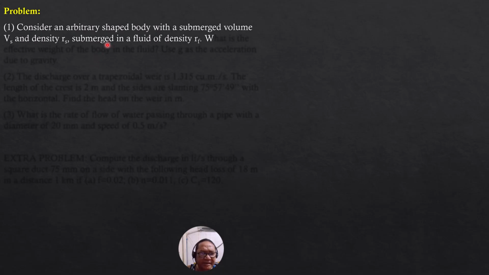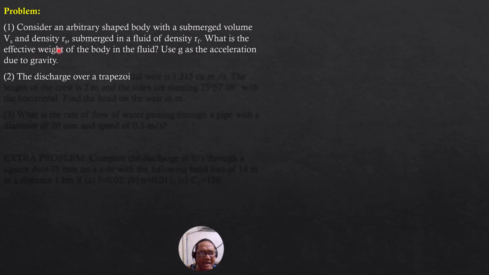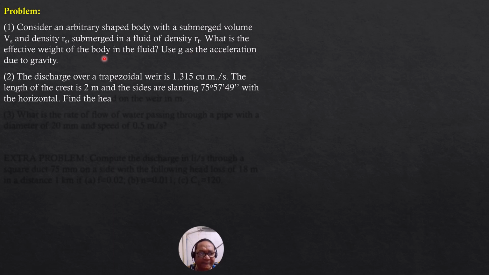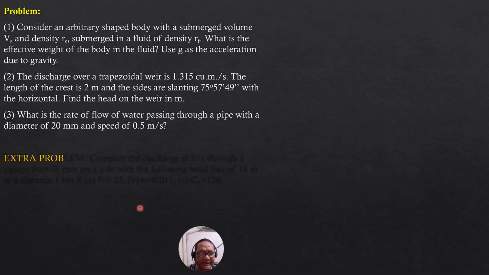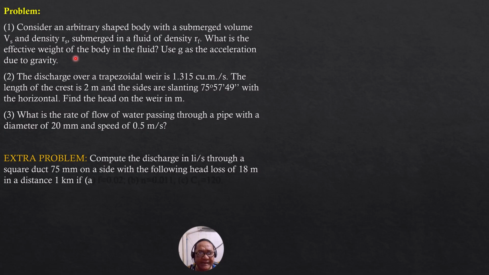So consider an arbitrary shaped body with a submerged volume capital V sub S and density R sub S, submerged in a fluid of density R sub F. What is the effective weight of the body in the fluid? Use G as the acceleration due to gravity. Of course, the effective weight of the body in the fluid is the weight of the body in air minus the weight of the body in water. So it is weight of the body in air minus the buoyant force.